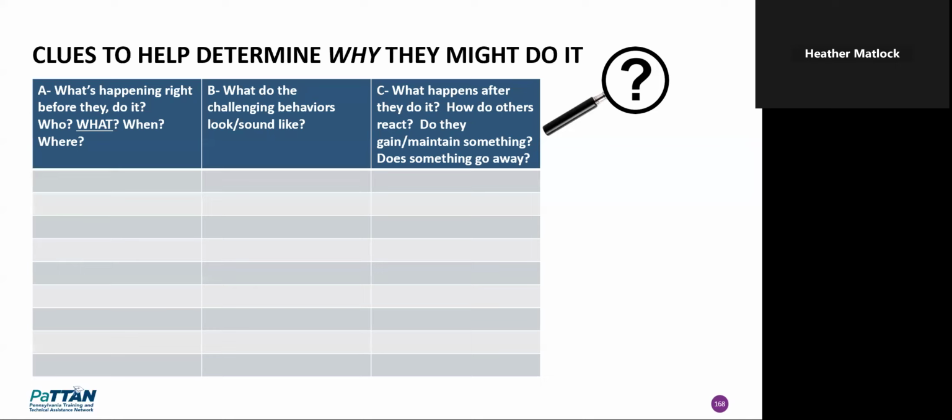If it stops or lessens the challenging behavior at the moment, the challenging behavior was effective and they're going to be more likely to do it in the future whenever they're faced with those same or similar circumstances to part A.